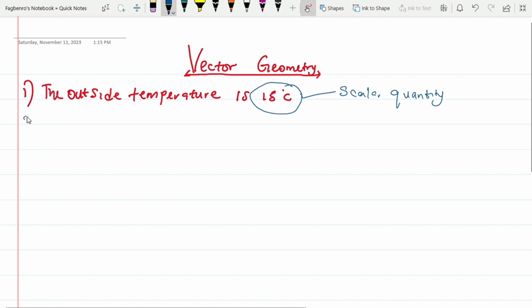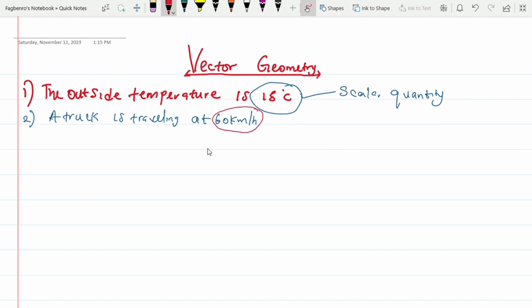Number two, a truck is traveling at 60 kilometers per hour. Let's look at this. To categorize this under scalar or vector, if you check this very well, you will see that the 60 kilometers per hour here is talking about the magnitude. But they only told us that a truck is traveling at 60 kilometers per hour. We don't know the direction. So it implies that this is also a what? A scalar quantity.